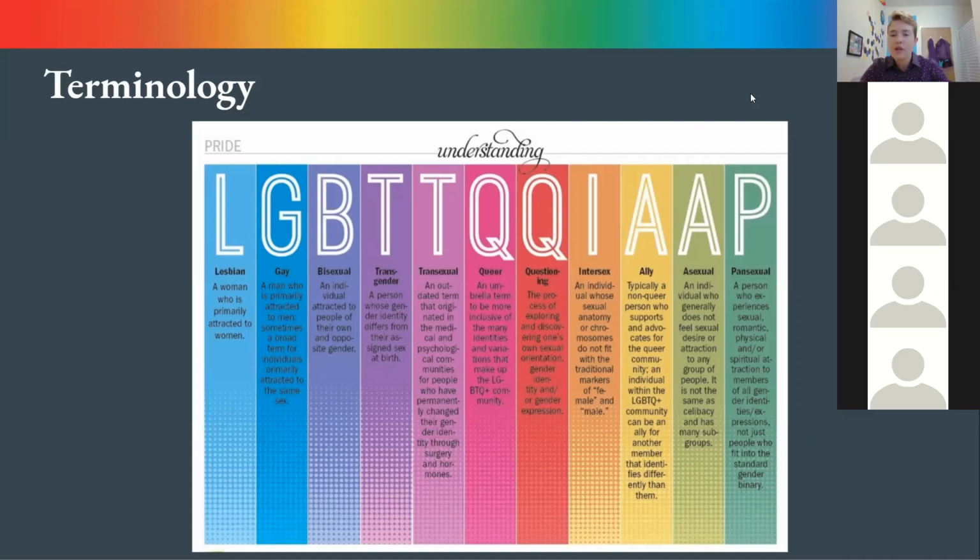Next we have asexual. This is a person who does not generally feel sexual attraction or desire. These people are also considered part of the LGBT community. Next we have pansexual, a person who experiences sexual, romantic, or physical attraction to any person of any gender identity. This is very similar to bisexual. What we consider the difference, even though it doesn't really matter, is that when you are pansexual, gender does not affect your attraction to people.